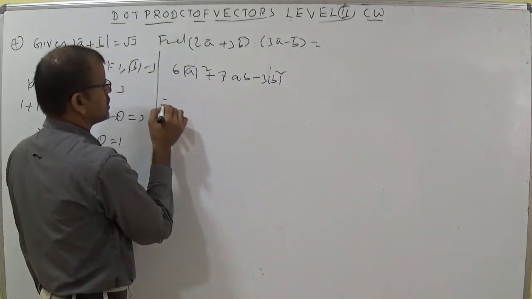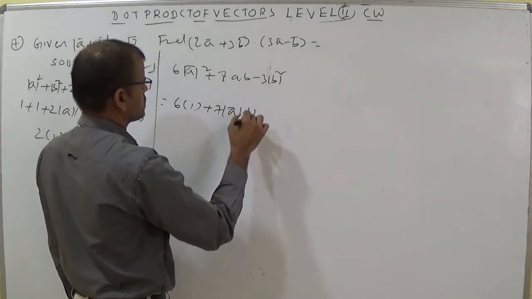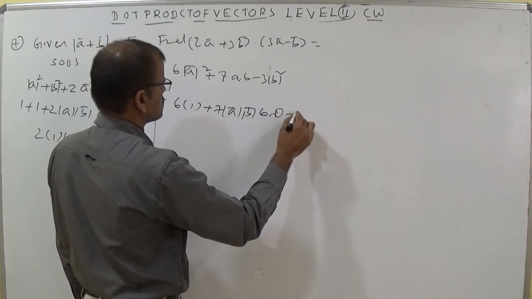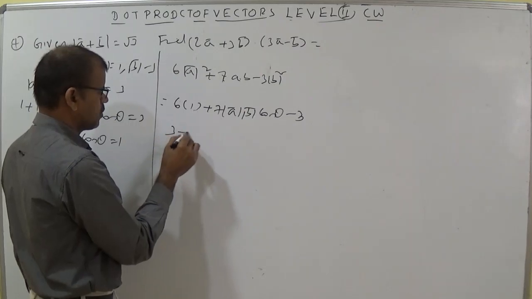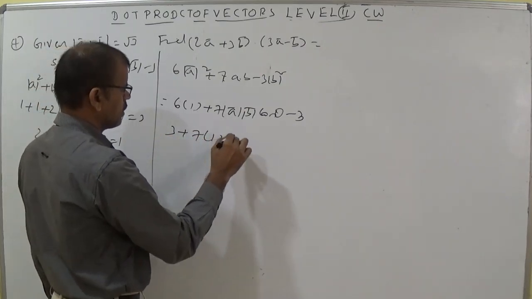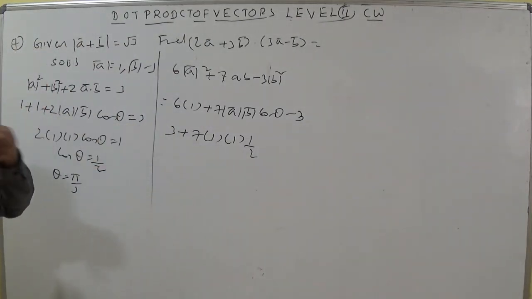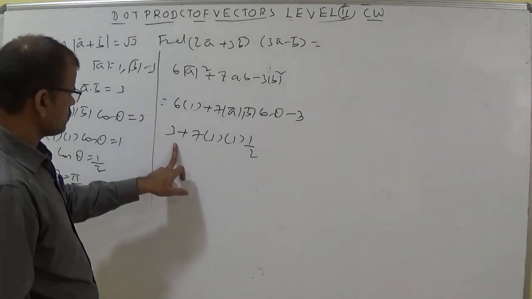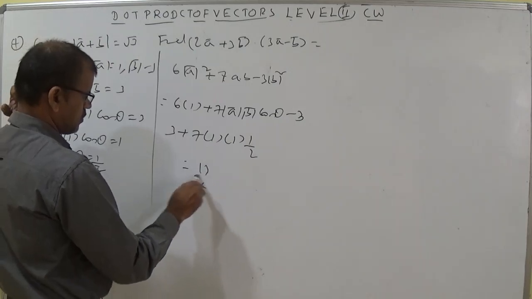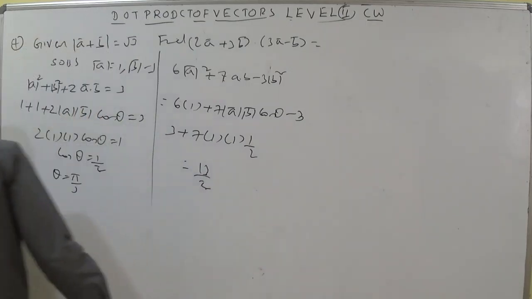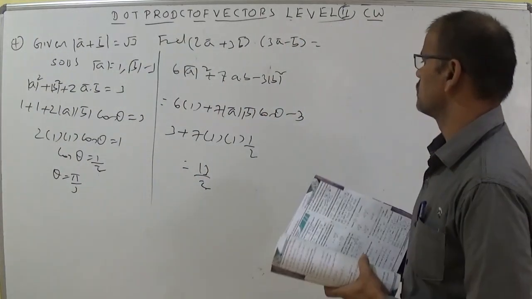That's all. That is equal to 6 into 1 here plus 7 into this one you expand as mod A into mod B into cos theta minus 3. 6 into 6 minus 3, you can write 3 plus 7 into here 1 into cos theta value 1 by 2 we got. 1 into cos theta, theta equal to pi by 3, 1 by 2. 2 7 by 2, 2 3s are 6, 6 plus 7, 13. 13 by 2. Theta equal to pi by 3 we got.